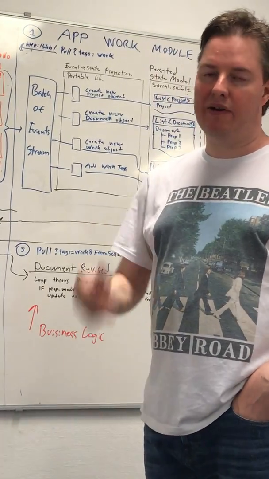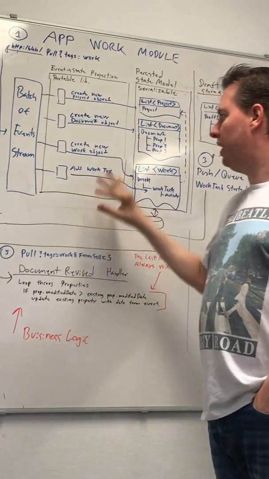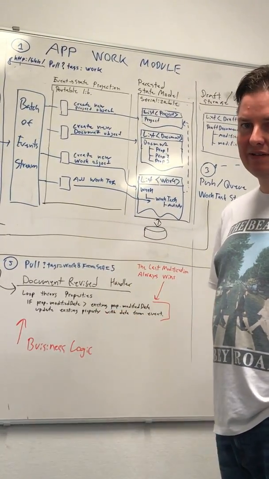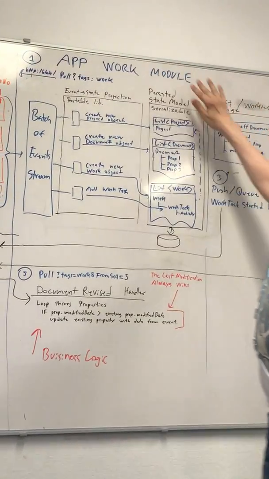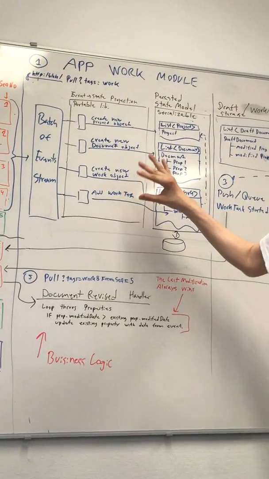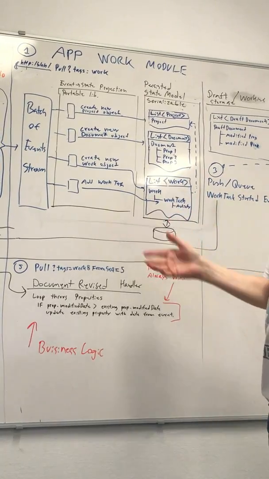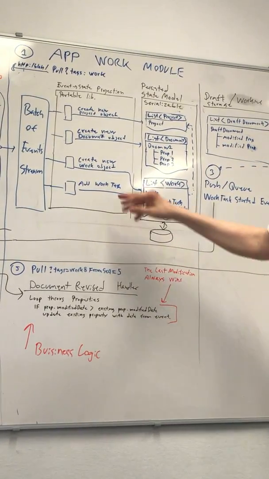Okay, now I will go in a little more depth of how the app should handle work-related events. So I imagine here we have some functionality in the app that handles the work, as a work management thing, so work tasks and so forth.